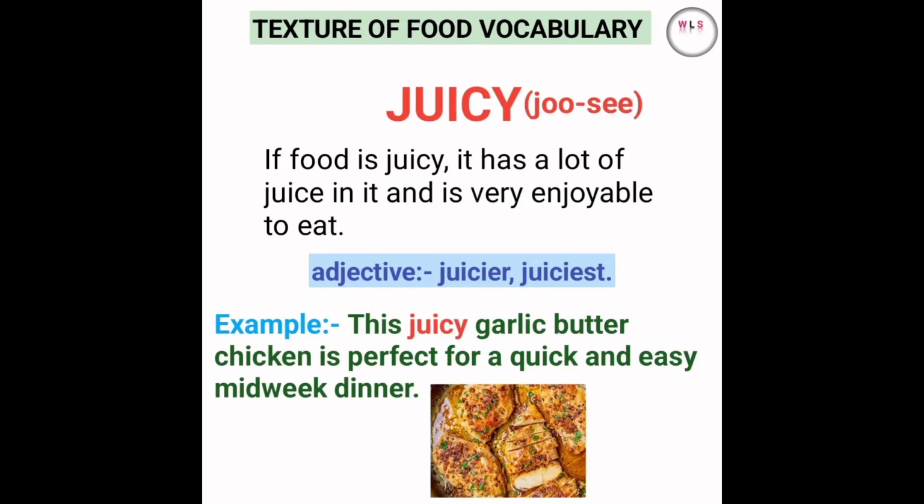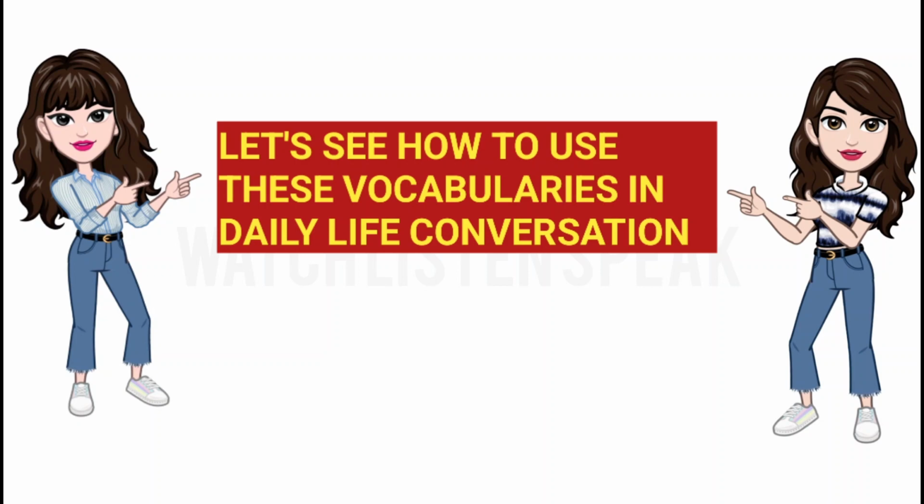And last one is juicy. If food is juicy, it has a lot of juice in it and is very enjoyable to eat. For example, this juicy garlic butter chicken is perfect for a quick and easy midweek dinner. Let's see how to use these vocabularies in daily life English conversation.